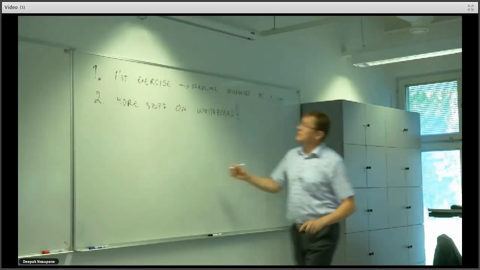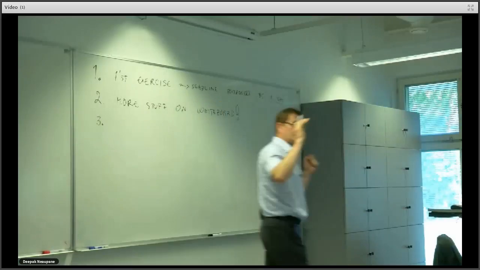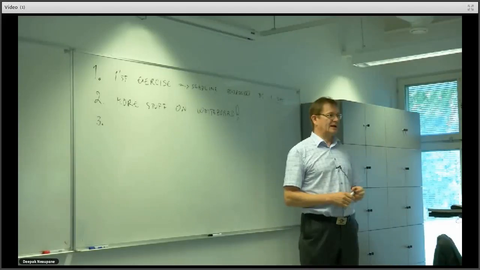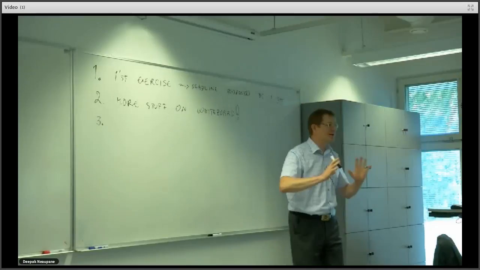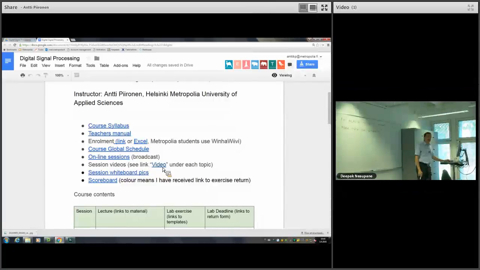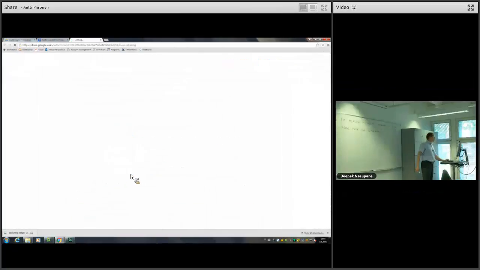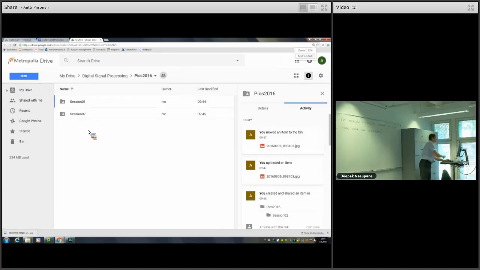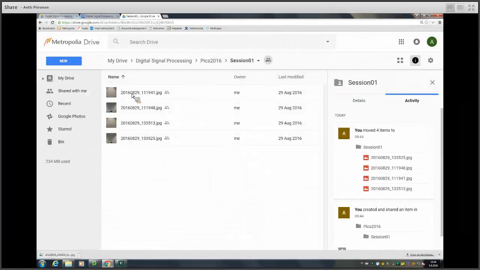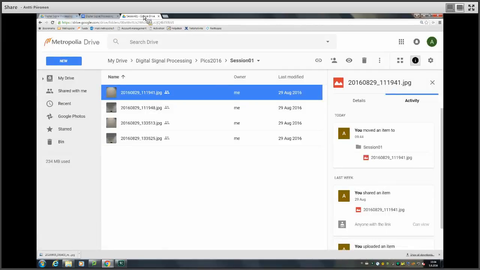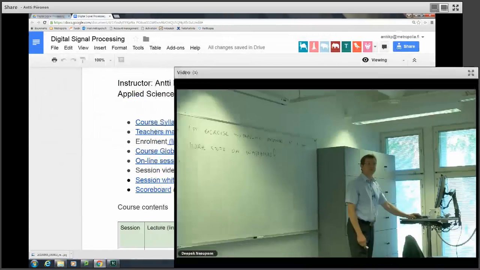Another thing, the third point I would like to make, is to make sure that you visit the digital signal processing main page frequently enough, at least once a week. I will add stuff there all the time. For example, I have already added some whiteboard pics. It's a collection of whiteboard pictures in Google Documents under each session. Last time's whiteboard pics are right there, and there will be more whiteboard pictures today. That helps a little with following the material.